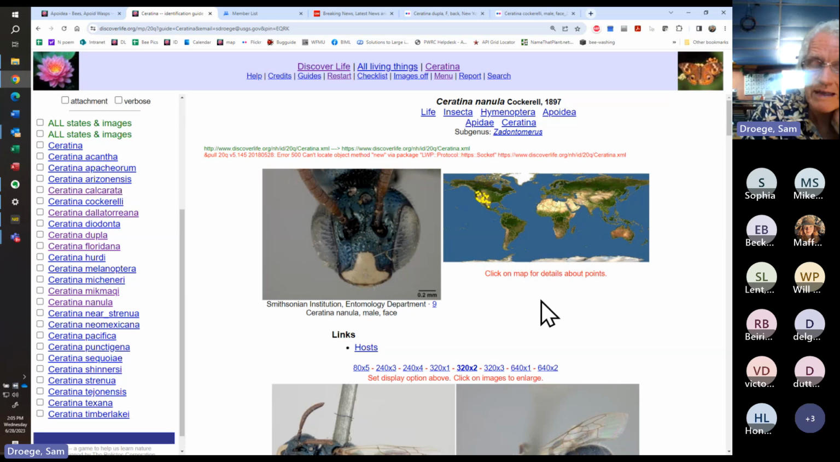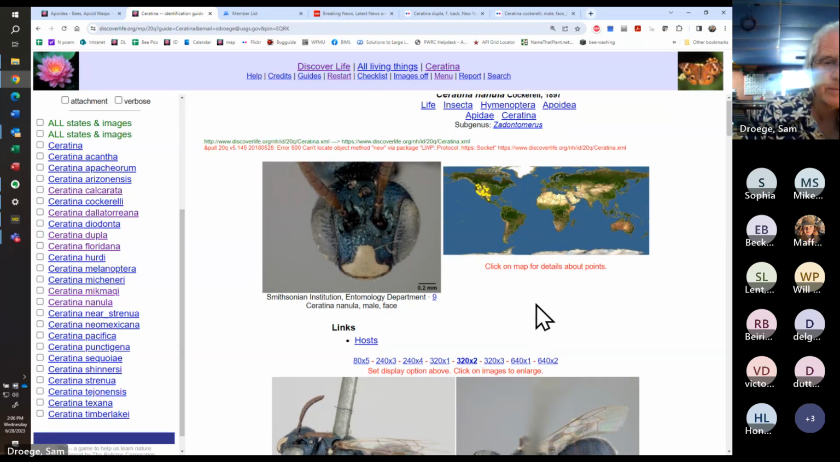So where can one get this key? It is now a link in the chat. Okay.